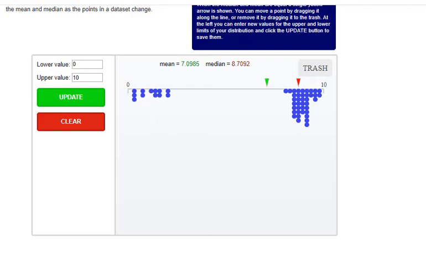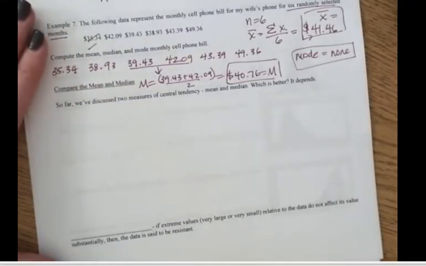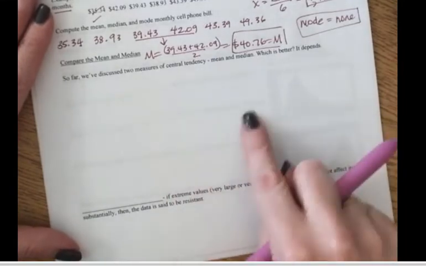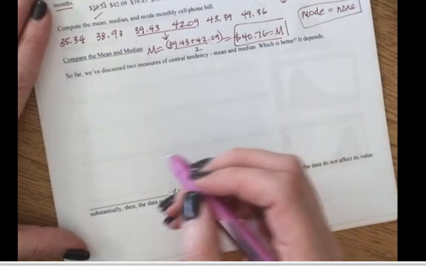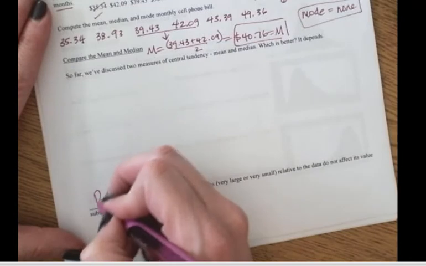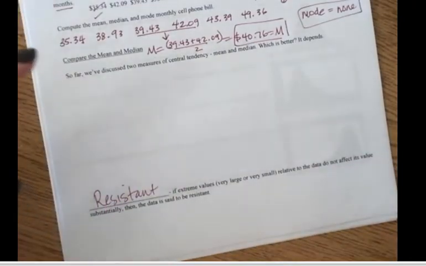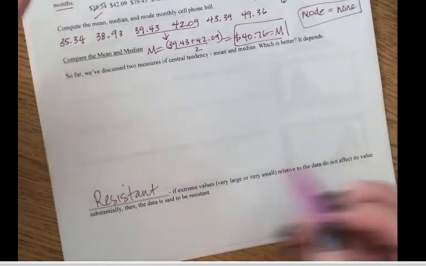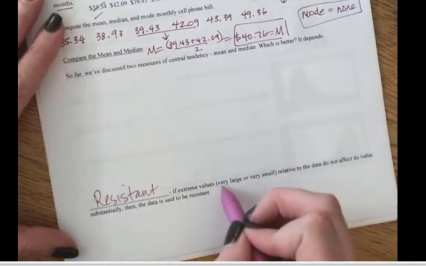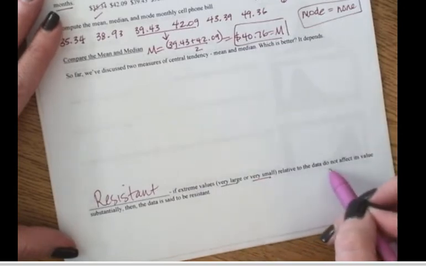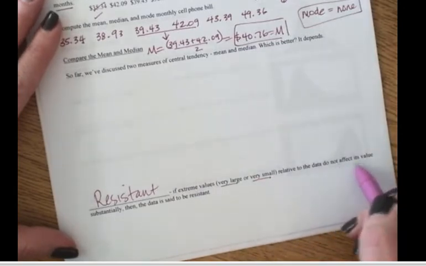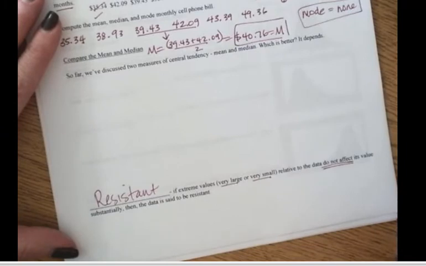So I'm going to switch back to our notes. Okay, so hopefully you made some notes in here going over what I just showed you, and we'll pick up some things here in a minute. But here's the word you need to know, resistant. I mentioned this before. A measure is resistant if extreme values, meaning very large or very small, relative to the rest of the data, do not affect its value substantially. Then the measure is said to be resistant.